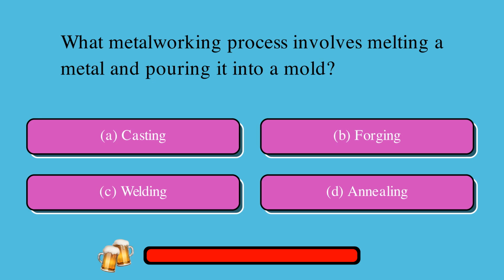Let's get started with some metalworking techniques trivia. A. Casting, or B. Forging, or C. Welding, or D. Annealing. What metalworking process involves melting a metal and pouring it into a mold? The correct answer is A. Casting.